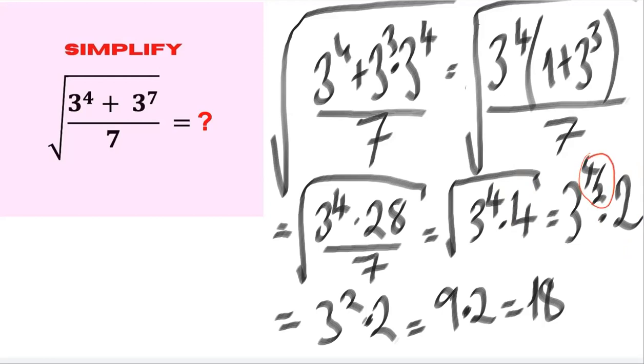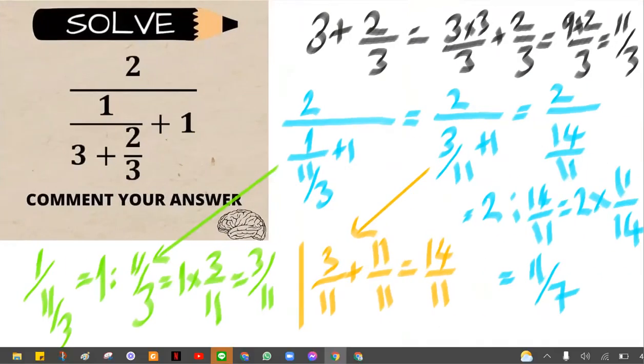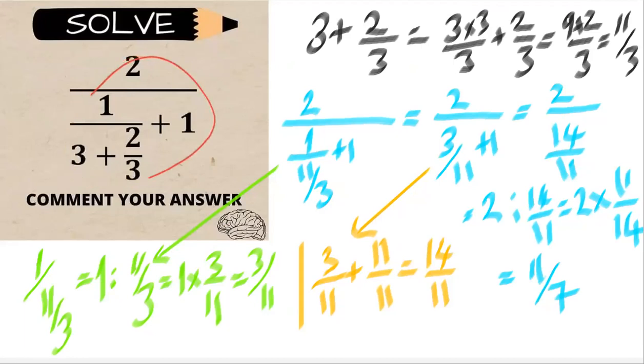So now if we simplify this, 4 over 2 is 2, 3 power 2 is 3 times 3, which is 9. So 9 times 2 equals 18. So that is the simplified version of our question. The second question is related to simplifying some fractional expressions.